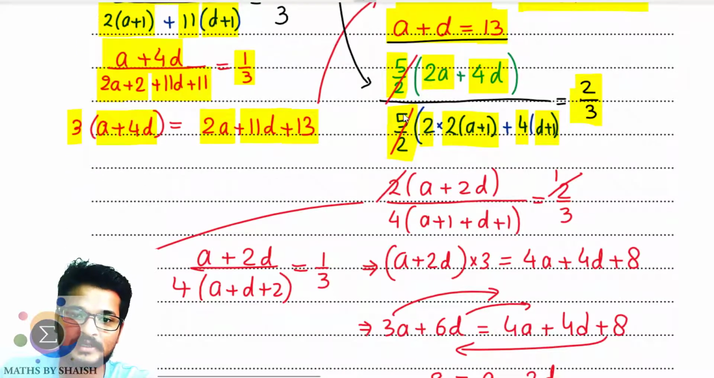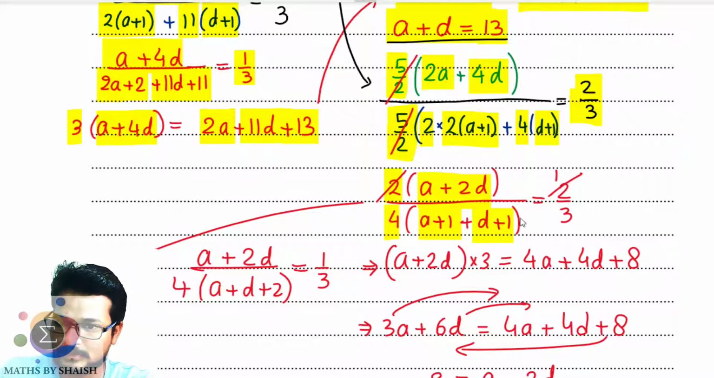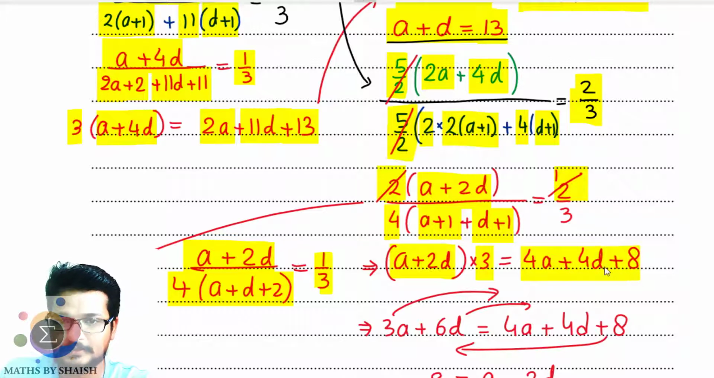Now we will simplify this. 5 by 2 got cancelled. This 2 we can take common from the numerator. We get a plus 2d, and we can take 4 common from the denominator. We get a plus 1 plus d plus 1 and equals 1 by 3. This 2 got cancelled with this 2, and then we do the cross multiplication. I have written it again: a plus 2d upon 4 times a plus d plus 2 equals 1 by 3. And if we cross multiply, we get a plus 2d into 3, and 4 times this all we got here.